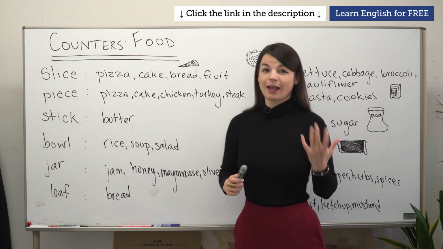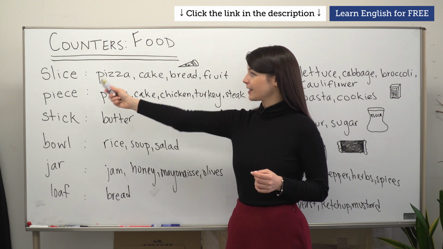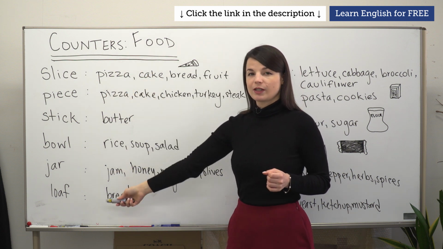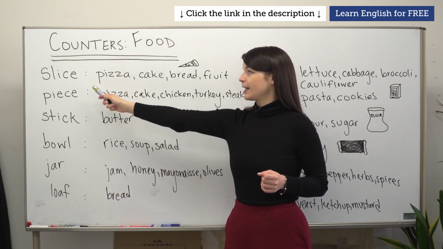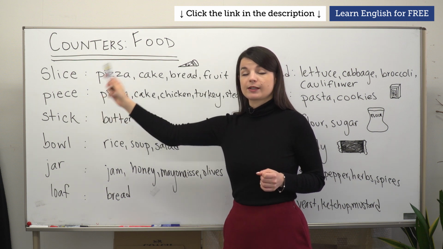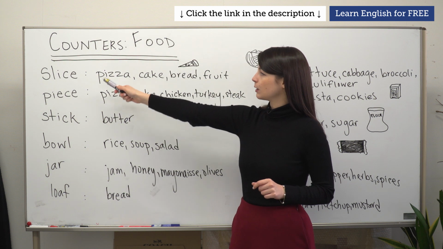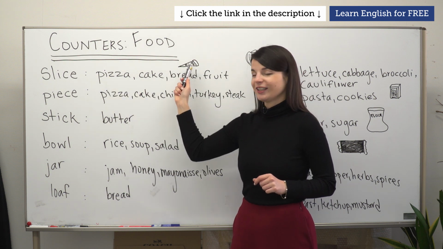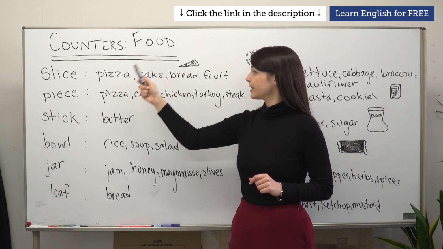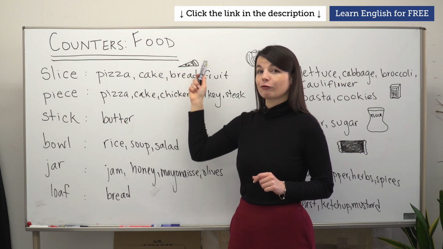Okay, the first counter word I want to talk about is slice. So we use most of these counter words, for example, slice, followed by of. So slice of plus the noun. So let's look at some examples. With slice, we can use pizza. I have an image here. Slice of pizza, slice of cake, slice of bread, slice of fruit.